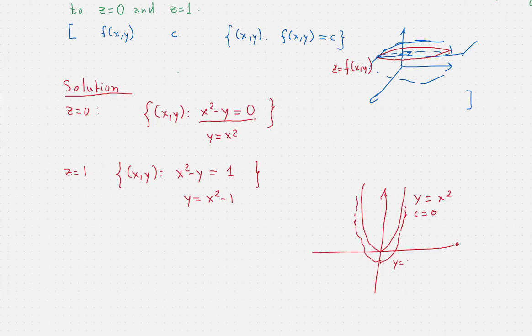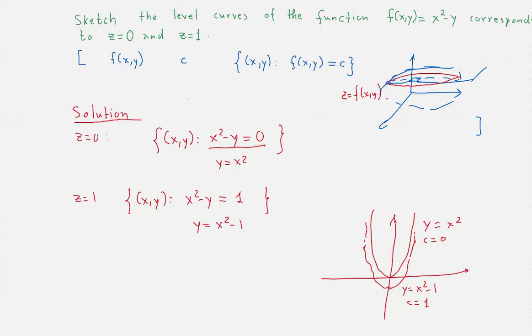I shouldn't have changed the notation here, I could have written z equals 1 right here to make sure that we avoid any confusion. So z equals 1 and z equals 0.